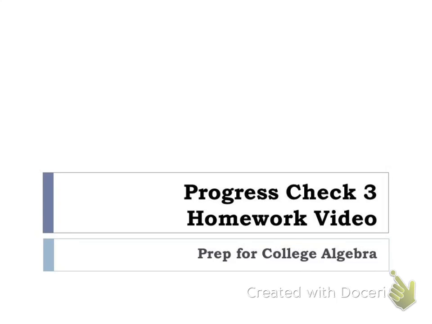This is the Progress Check 3 homework video. On this progress check, the goal was to be able to solve quadratic inequalities using their graphs, and then to be able to express the solutions to those inequalities using inequality symbols, number lines, and interval notation.